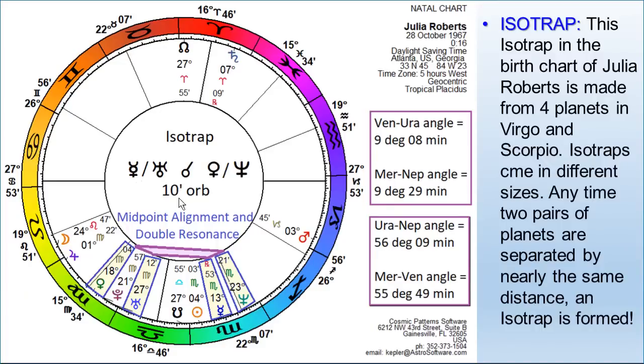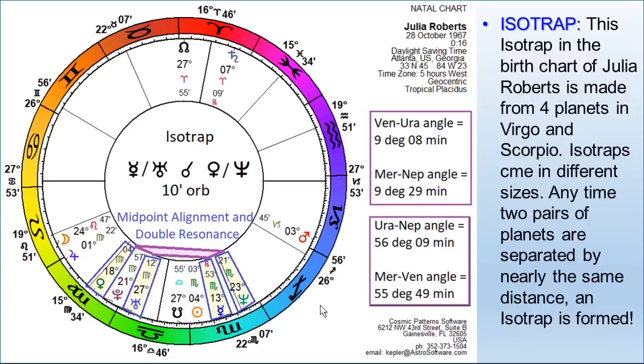I've got here in the middle of the wheel, midpoint alignment and double resonance. So you've got all this resonance going on, bringing Mercury, Neptune, and Venus, Uranus together, and then plus the midpoints are aligned because of the symmetry. So it's a really beautiful thing. You have double resonance, the midpoints are aligned. And in this case, the orb is 10 minutes. I suspect that the maximum orb may be only half a degree.